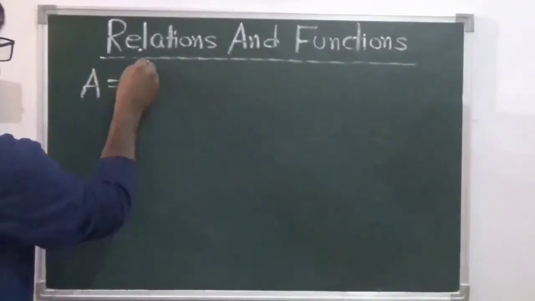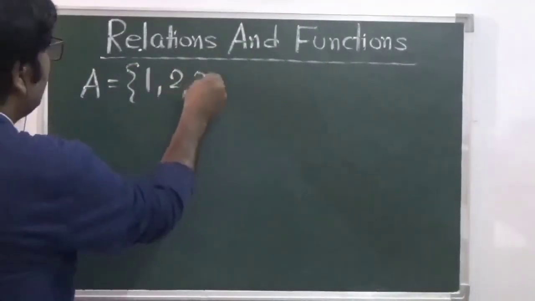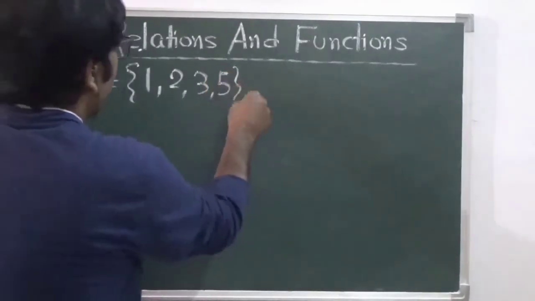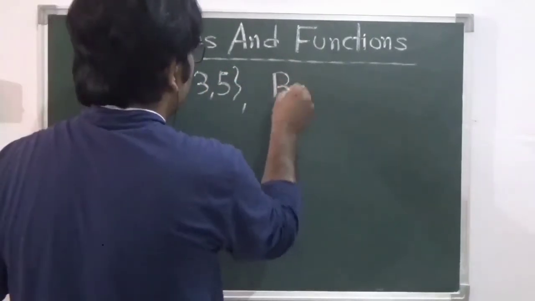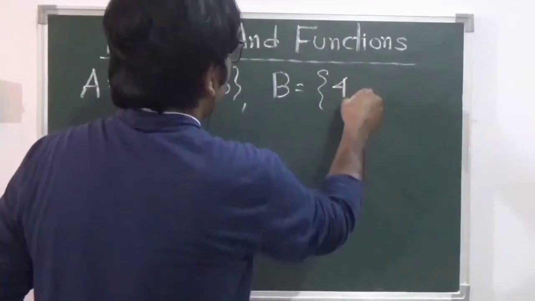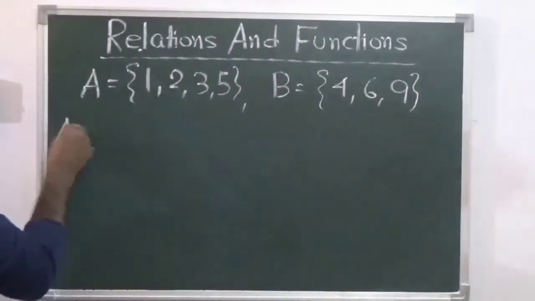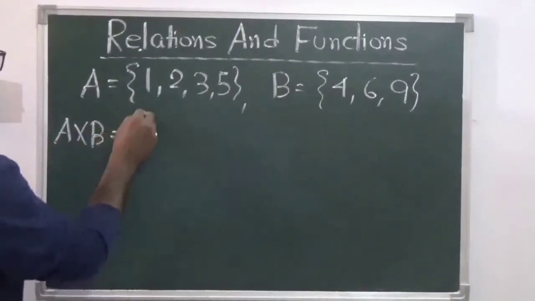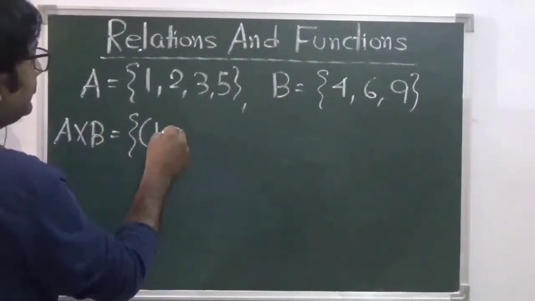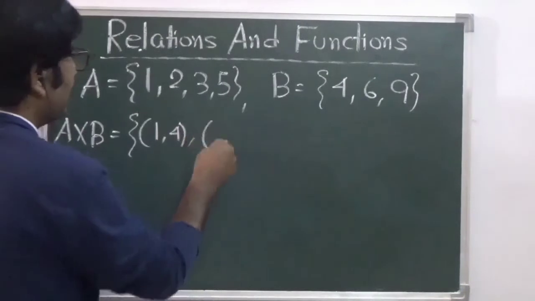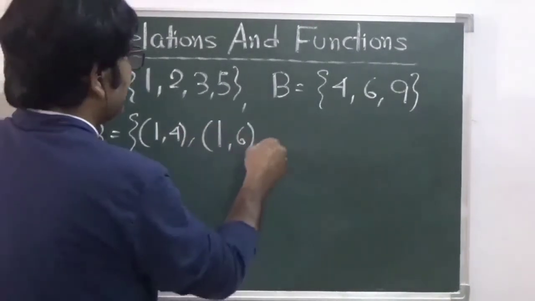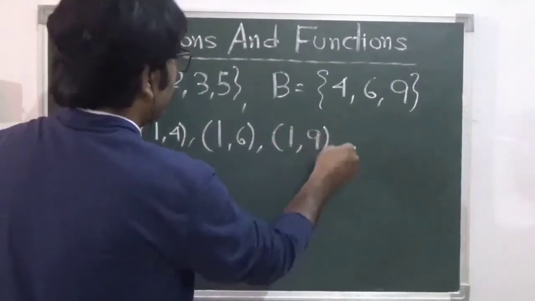A is 1, 2, 3, 5. B is 4, 6, 9. So what is the Cartesian product? That is (1,4), (1,6), (1,9).